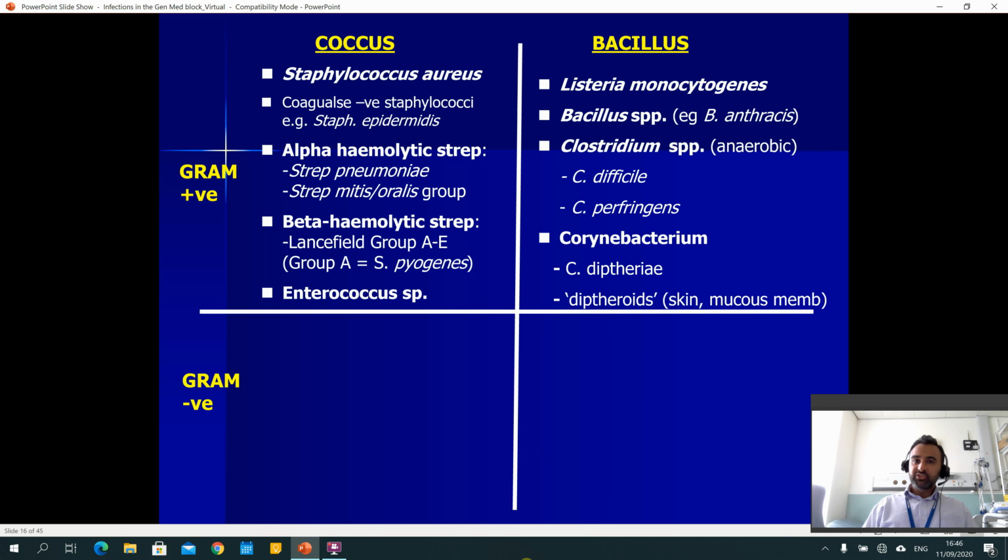So then we come to gram-positive bacilli. Now, this is definitely a smaller group of infections, and there's not many of clinical relevance, but listed here are a few that you should remember.